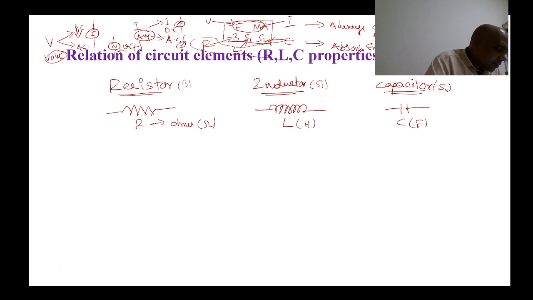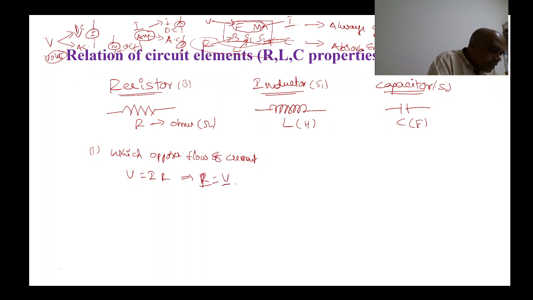Okay. What is the first property, the one which opposes the flow of current? That means V equals I R. From this, I equals V by R.